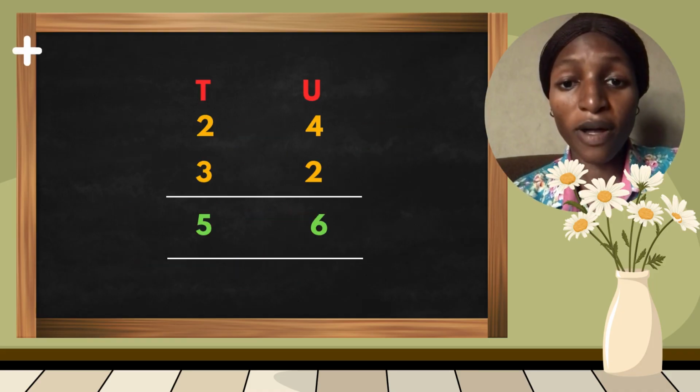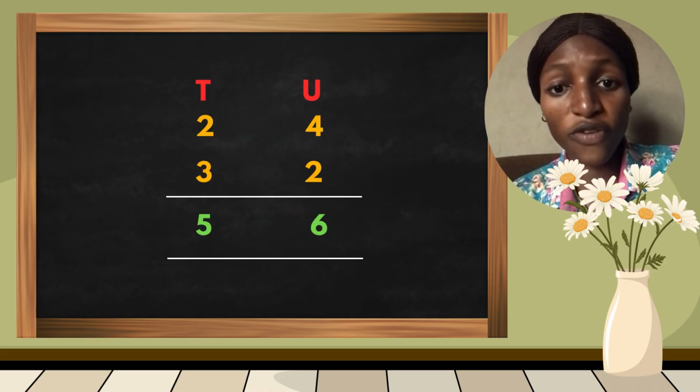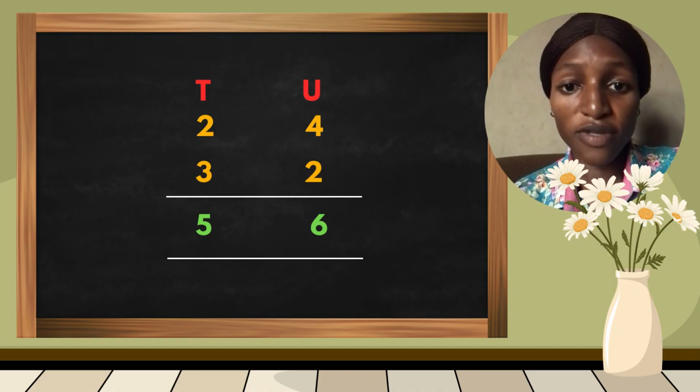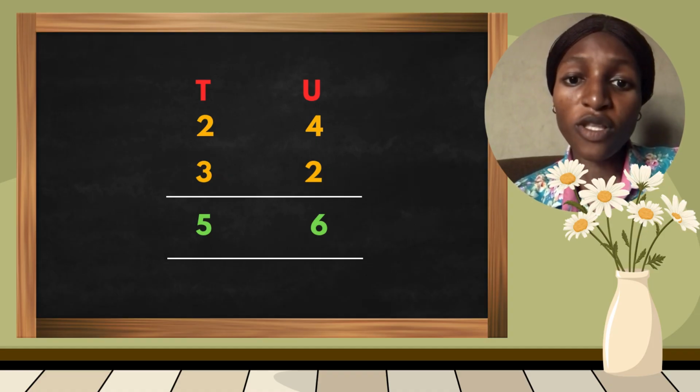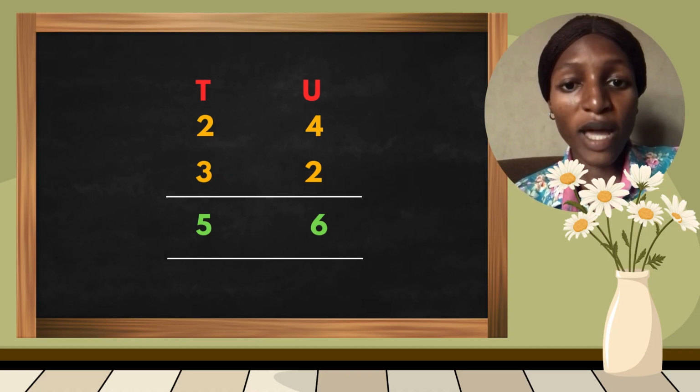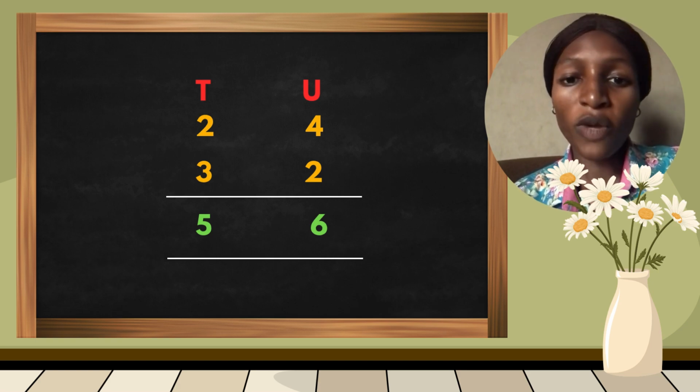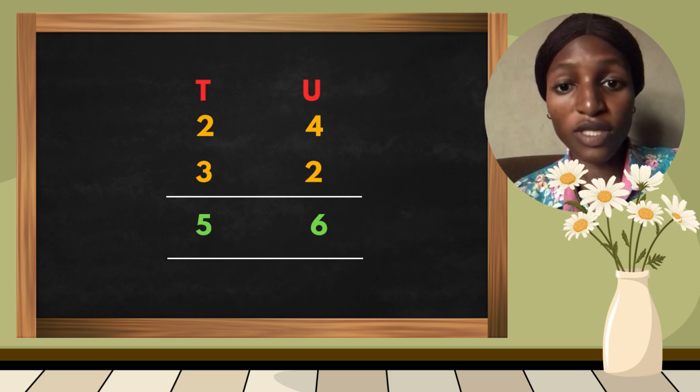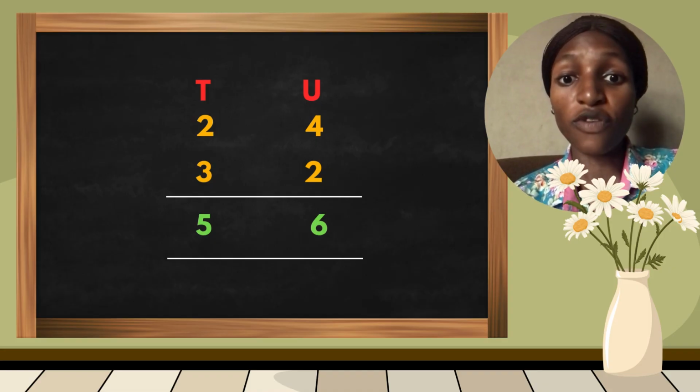Let me explain more about the arrangement. The U stands for units and the T stands for tens. The units is always at the back, while the tens follows. Whenever you are adding together, you start from the back. Your calculation starts from the back, not at the front. That is, from the units.